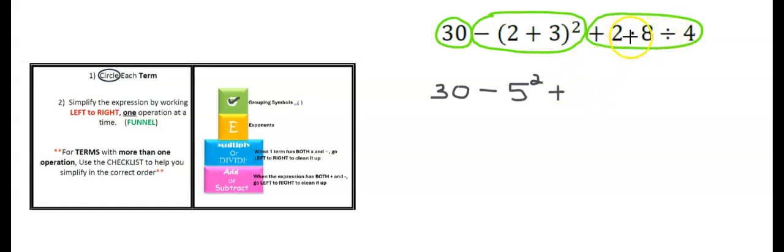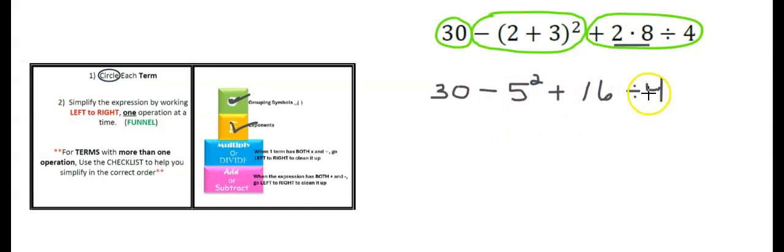I've got 2 operations again, so I'm going to go to my chart to see what to do first. I have no grouping symbols. I have no exponents. So I don't need to worry about this, and I don't need to worry about that. I've got multiplication and division here. It says when one term has both multiplication and division, go left to right. So I'm going to do this first. 2 times 8. Left to right, and then I'm going to bring my divide by 4 down because I haven't worked it yet. One operation at a time.